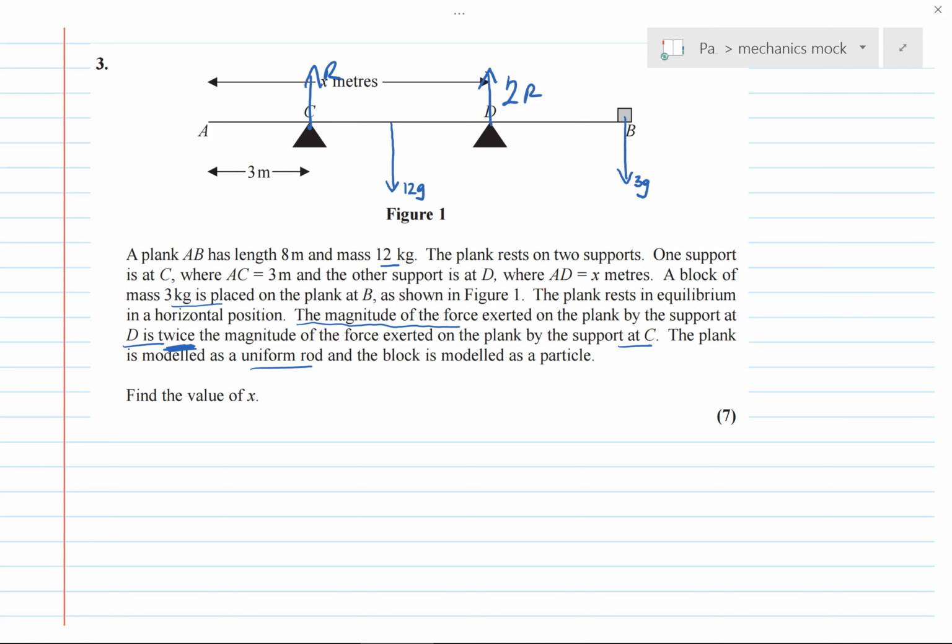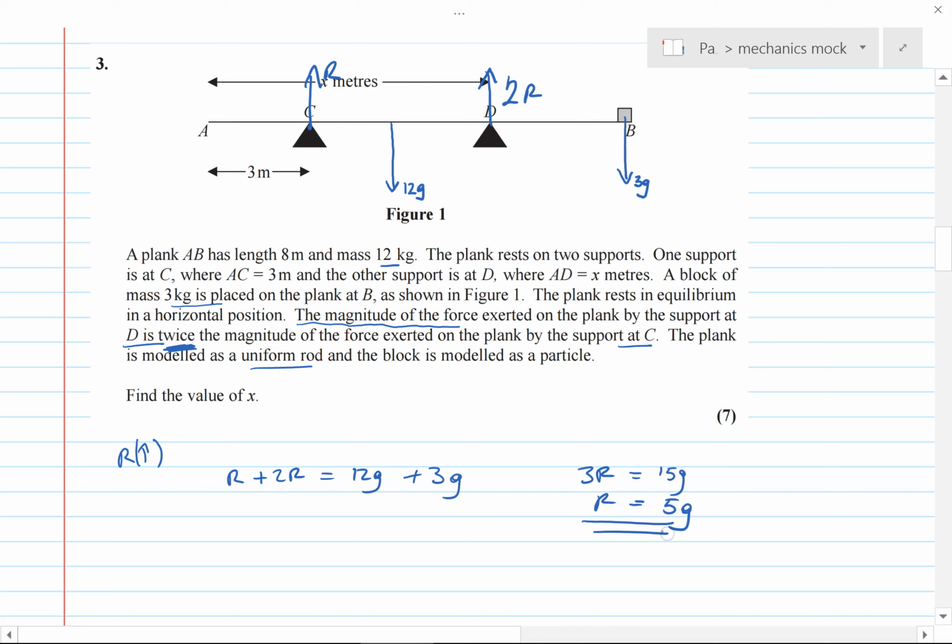So that's going to be quite easy to work out because we're going to resolve vertically. Often the easiest thing to do in these questions is to work out whatever forces you can, by just resolving vertically. Now upwards, we're going to have R plus 2R is equal to 12g plus 3g. So that gives us 3R equals 15g. So R equals 5g.